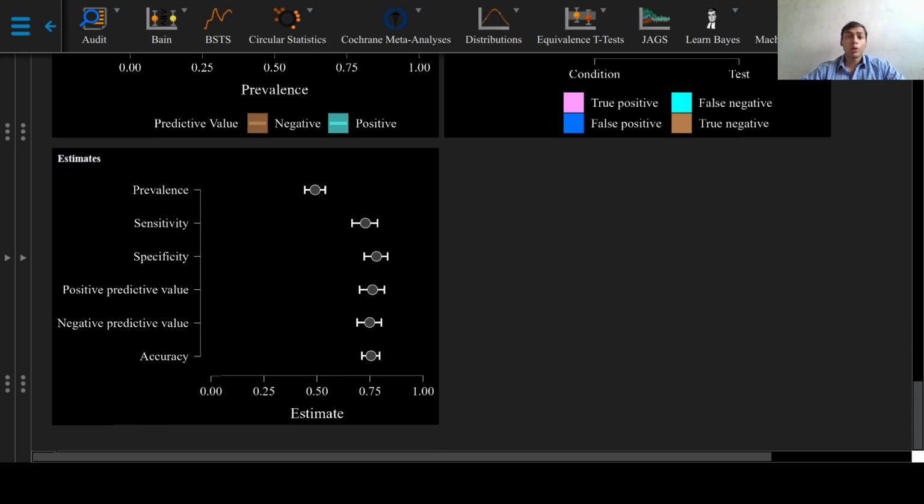Coming to the last plot, which is arguably one of the most important plots, this is the estimates plot, which displays the point values of the data chosen with their 95% credible intervals right here. Thus, we get a visual representation of the uncertainty of these values too.